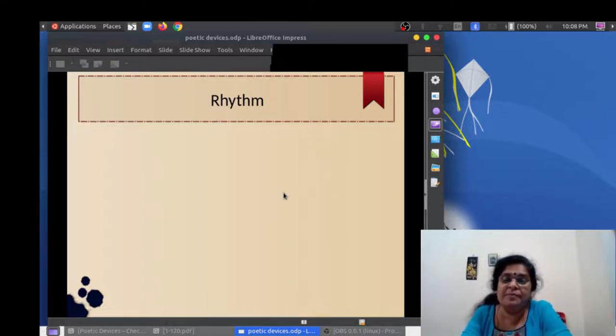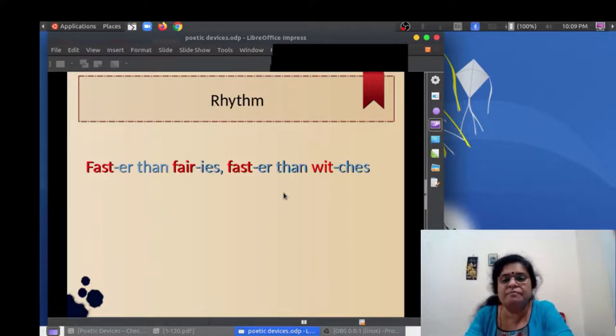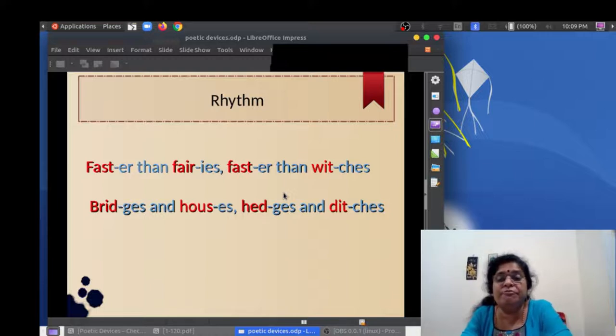Taalam. When we read the poem, we will feel a rhythm. Listen. Faster than fairies, faster than witches, bridges and houses, hedges and ditches. Look at the line here. Some parts of the words are red colored. The red colored parts of the words are stressed syllables. We will say stressed syllables.